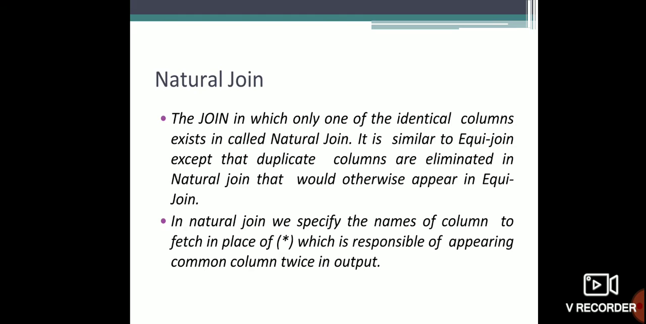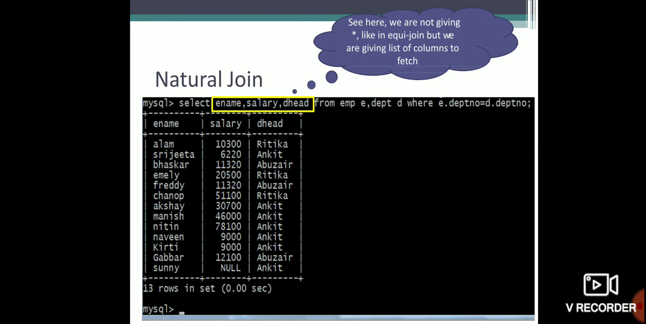In natural join, we specify the names of columns to fetch in place of asterisk, which is responsible for appearing the common column twice in the output. Like, select ename comma salary comma d head from emp e comma department d, where e dot department number equal to d dot department number. So here you can see in equijoin we were using asterisk, but in natural join we can mention specific columns. We are not giving asterisk like in equijoin, but we are giving a list of columns to fetch.